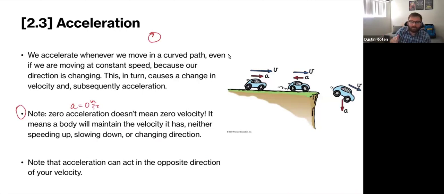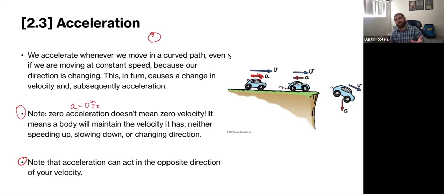Something else to note is that an acceleration can actually act in the opposite direction of your velocity. That would be a deceleration. You can see over here in this image, we've got some car accelerating because we've got a label of acceleration here. So we've got some car speeding up toward the cliff. It's pointing in the same direction as the velocity. So when they're pointing in the same direction, you're going to get a speeding up.